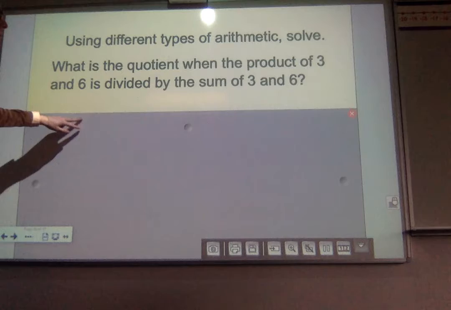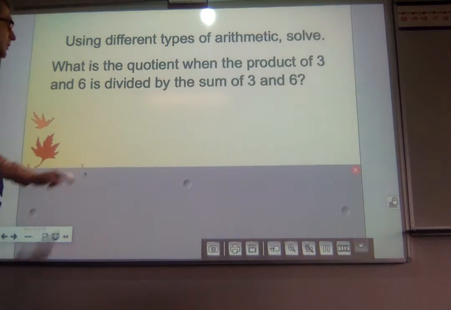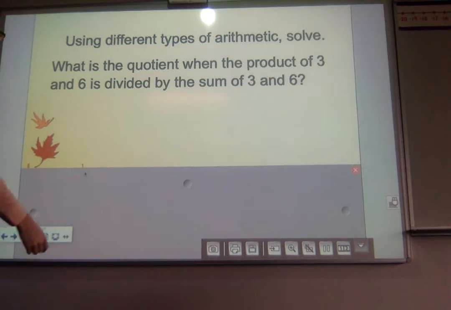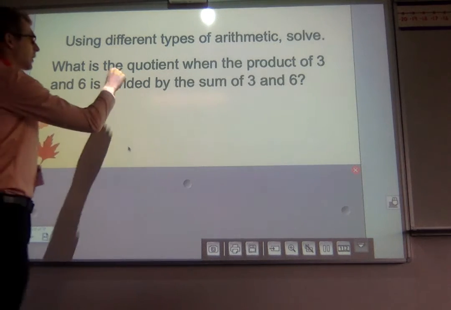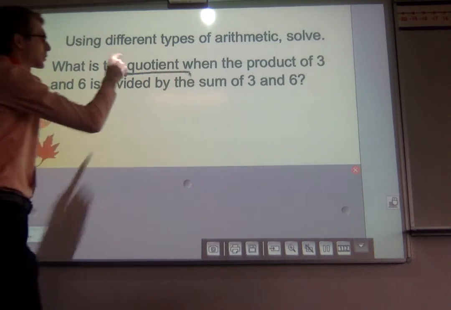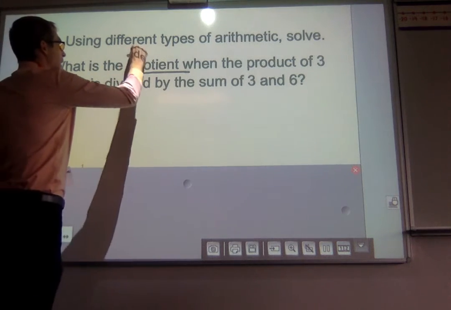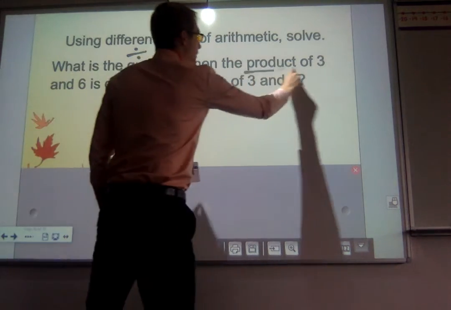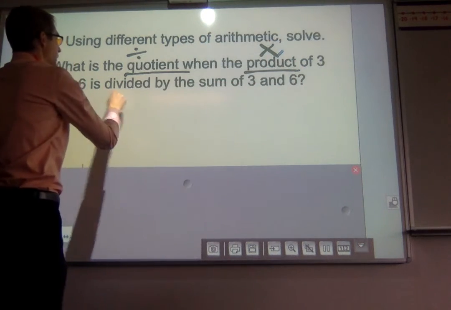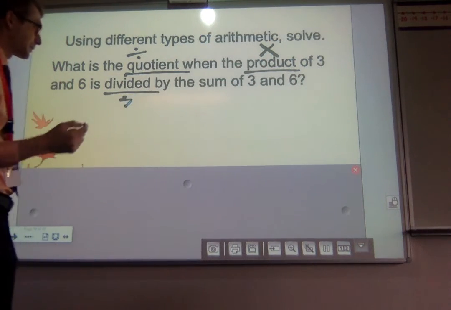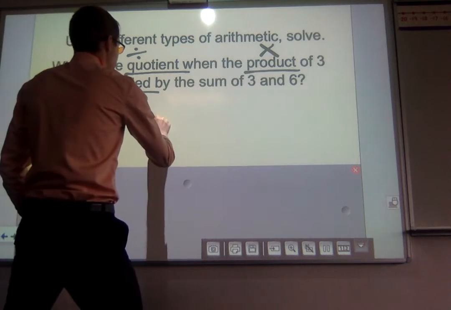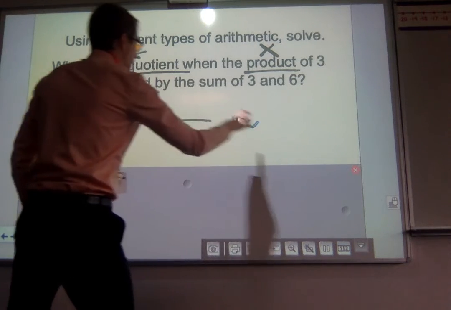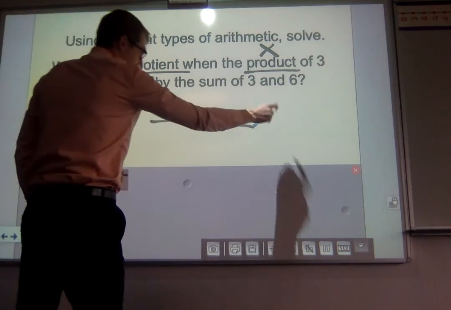All right, continuing. Using different types of arithmetic, let's go ahead and solve this first question. The quotient when the product of 3 and 6 is divided by the sum of 3 and 6. The problem-solving process that I use is to identify words that we saw on that last page. We have quotient, so that should bring to mind division. We have product, so I know that's going to involve multiplication. Then we have divided, that's obviously going to involve division. So what is the quotient? Overall, we're trying to answer a division problem, so I'm going to put this on top, equals something. We know a dividend over a divisor is going to equal our quotient.